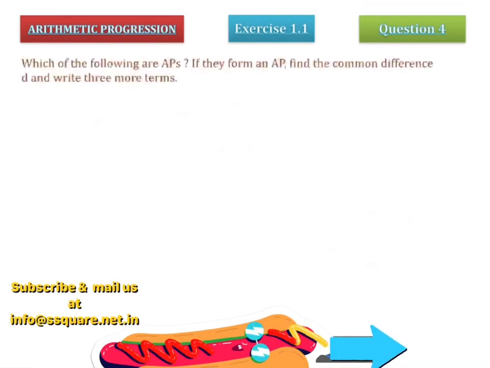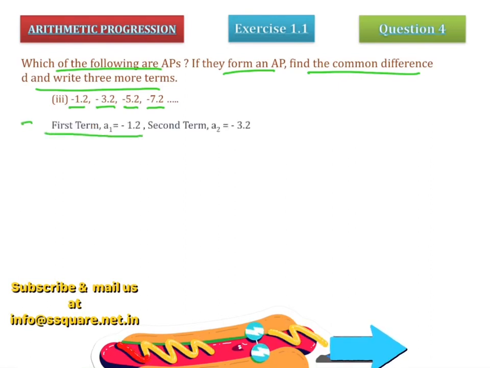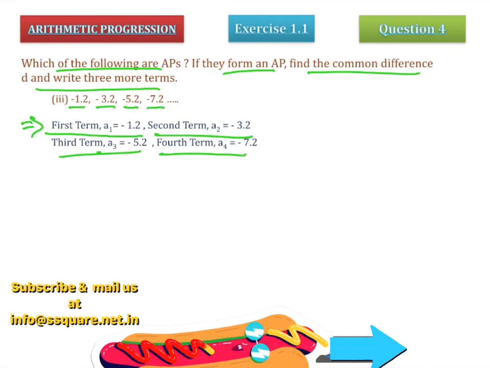Now the next question is, which of the following are APs? If they form an AP, find the common difference and write 3 more terms. The series they have given is minus 1 by 2, minus 3 by 2, minus 5 by 2, minus 7 by 2. See, first step, we are going to write the first term. Second step, second term. Third term, fourth term.